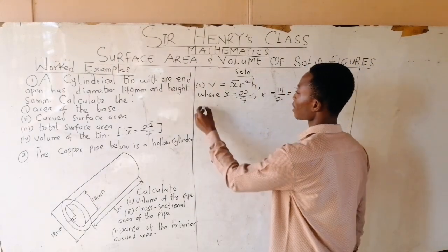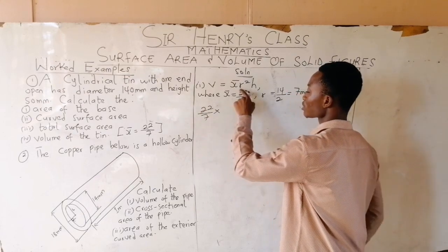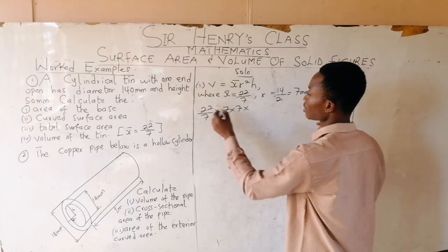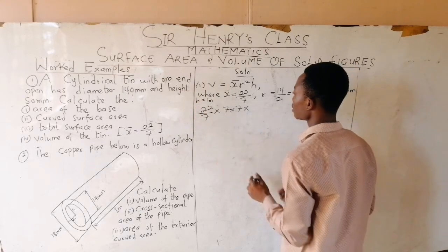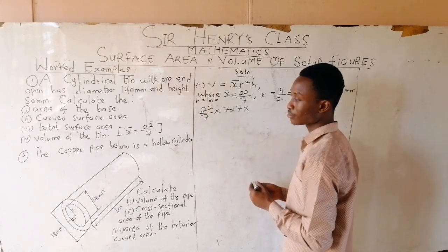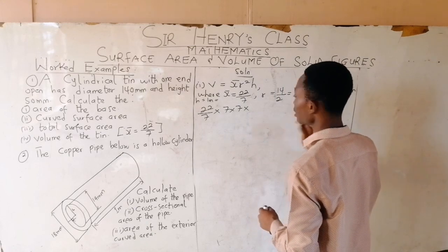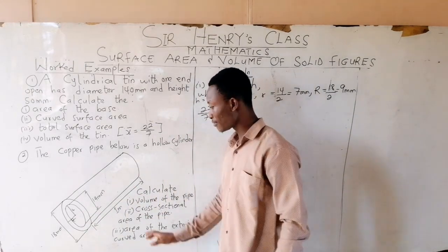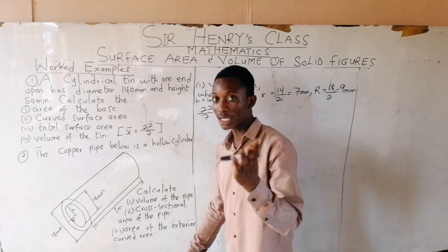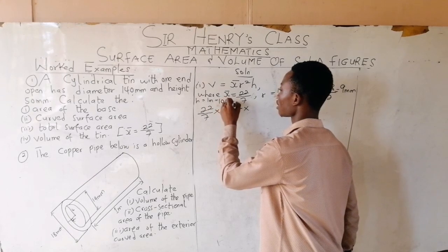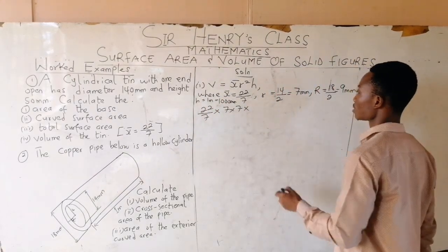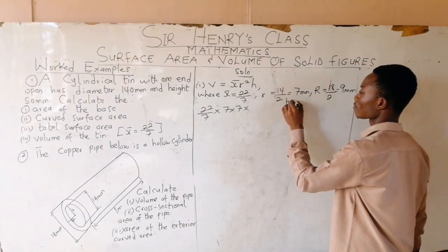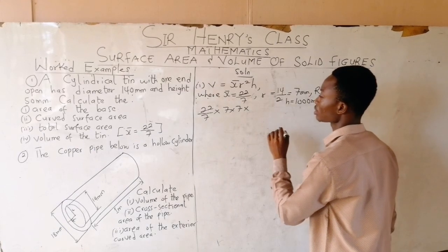So let's fix this into our formula. Pi, 22 over 7. This one is not the big one, the small one. So that would be 7 squared, or 7 times 7. And your height, given in the question, is 1 meter. Now, our height is 1 meter, but we need to change it because whatever we are solving here is given in millimeters. So we convert the meter to millimeters. Every 1 meter will give you 1000 millimeters. So when you get to your height, you write it here for visibility. Your height is 1000 millimeters.